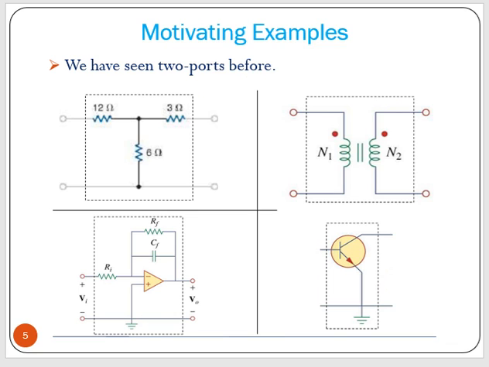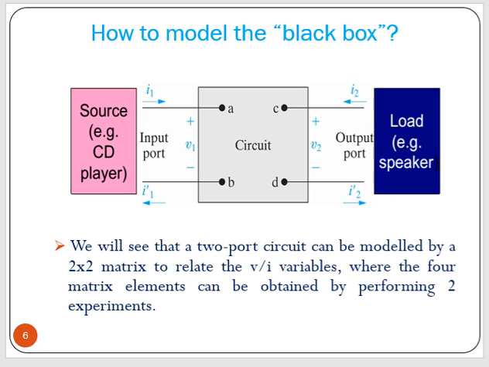So keeping this in our mind, we can find how to analyze the two port network. Now how to model the black box. That means, say, this is the two port network where we can have a source and we can have a load. Source can be a CD player, load can be a speaker. For example, we will see that a two port circuit can be modeled by a 2 cross 2 matrix to relate the VI variables, where the four matrix elements can be obtained by performing two experiments.